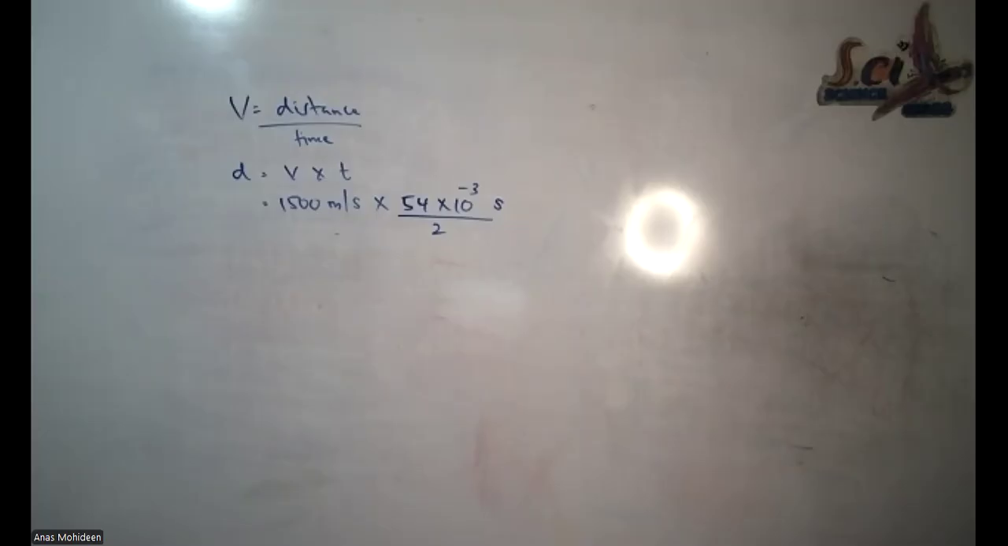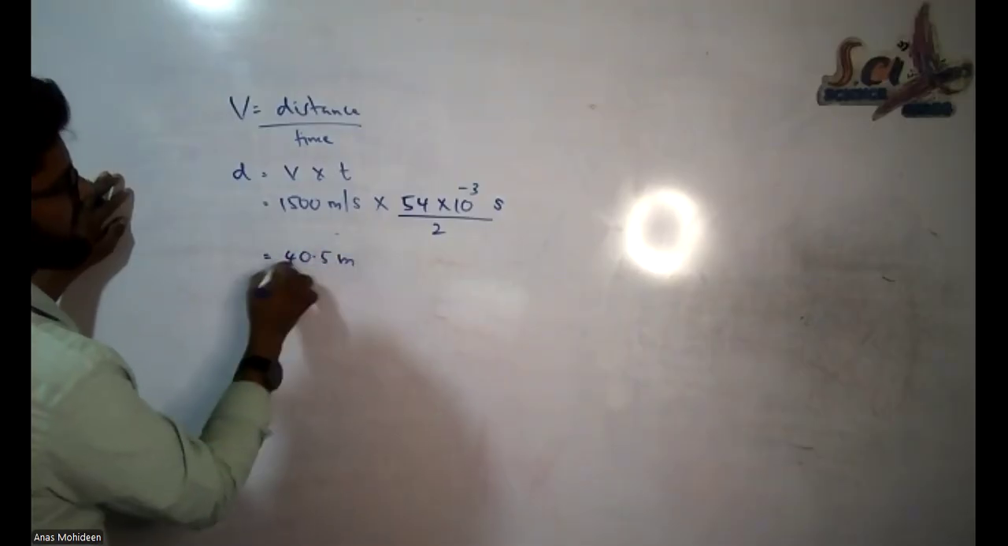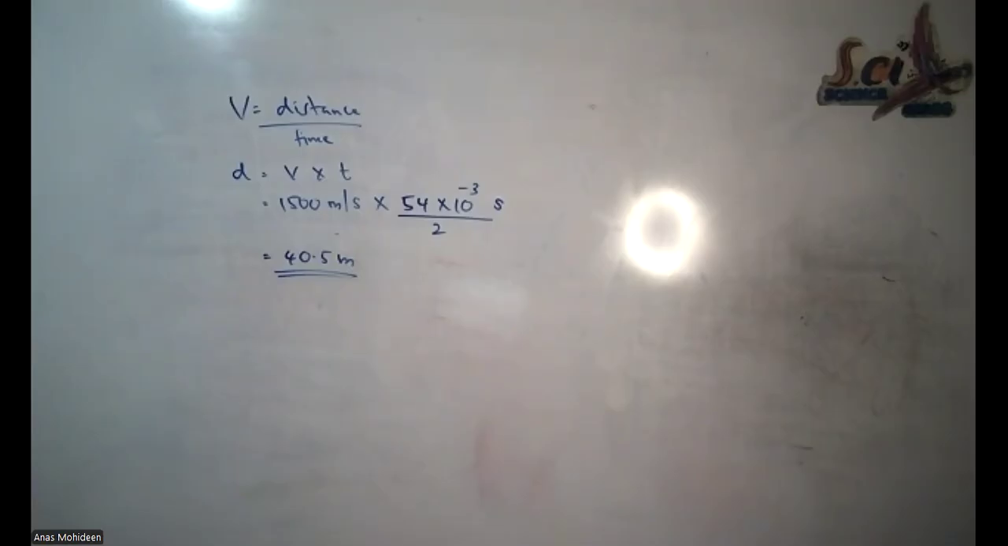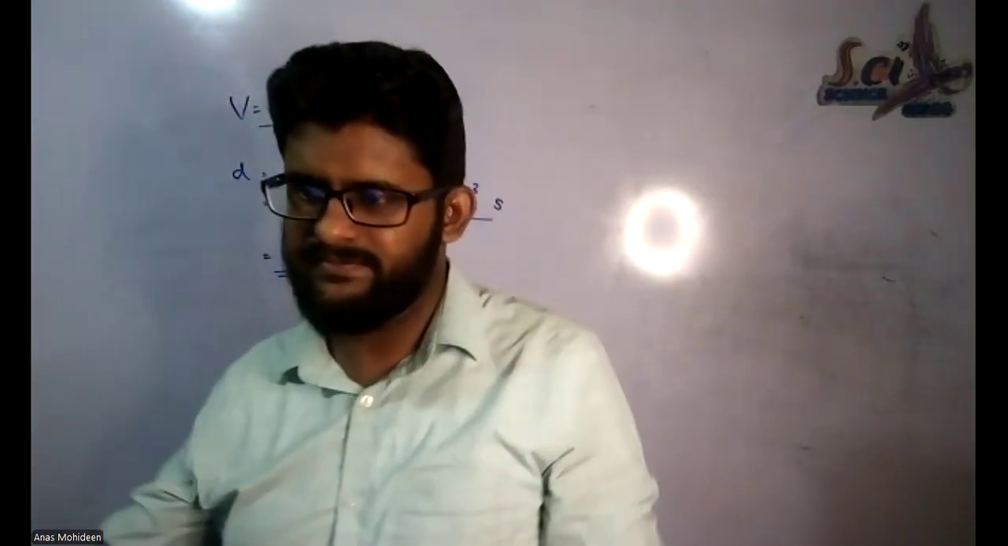1,500 into 54 divided by 2 is 40,500 into 10 to the power minus 3. That means almost 40.5 meters. So that is the depth here, 40.5 meters. Got it?